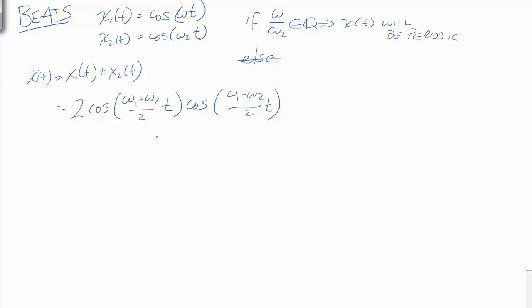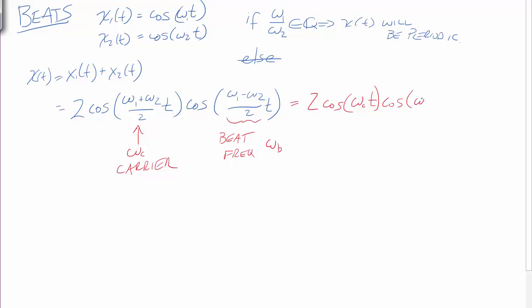It's a cute little application of Euler's formula, but we can rename, because this is now a cosine with a certain frequency. I want to call this the carrier frequency, and I want to call this one the beat frequency. So I've got cosine, double amplitude, omega carrier times t, times, not plus, but times omega beat times t.